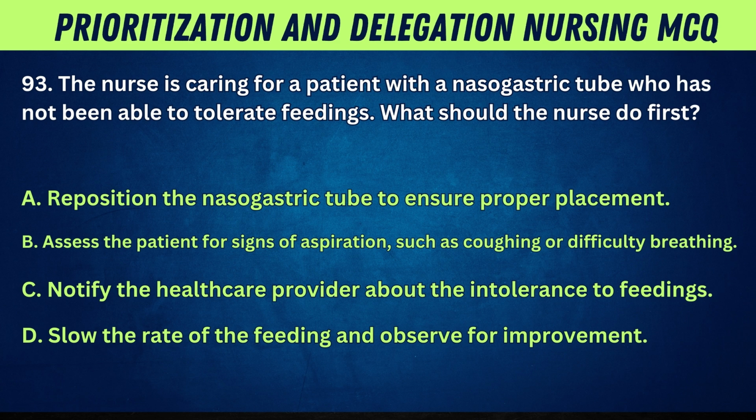A. Reposition the nasogastric tube to ensure proper placement. B. Assess the patient for signs of aspiration, such as coughing or difficulty breathing. C. Notify the healthcare provider about the intolerance to feedings. D. Slow the rate of the feeding and observe for improvement.